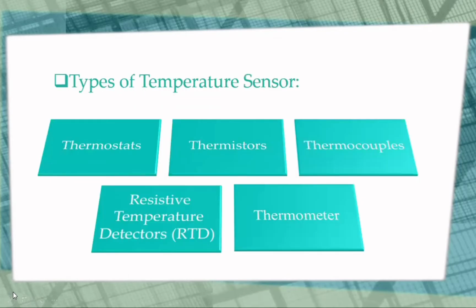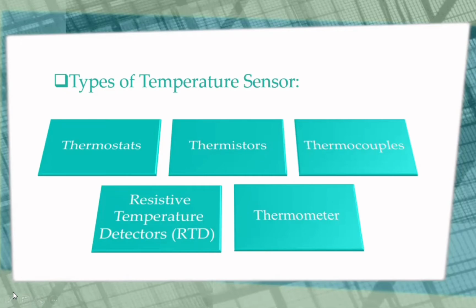Types of temperature sensor. Temperature sensors are available in various types, shapes and sizes. The first one is thermostats. A thermostat is a contact type temperature sensor consisting of a bimetallic strip made up of two dissimilar metals such as aluminium, copper, nickel or tungsten. The second one is thermistors. Thermistors are the ones that can change their physical properties when subjected to a change in temperature. The third one is thermocouples.